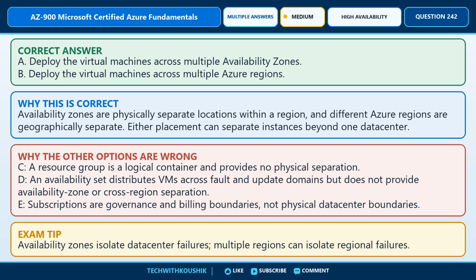Let's quickly check the incorrect choices. C. A resource group is a logical container and provides no physical separation. D. An availability set distributes virtual machines across fault and update domains but does not provide availability zone or cross-region separation. E. Subscriptions are governance and billing boundaries, not physical data center boundaries. Here's a useful exam tip. Availability zones isolate data center failures. Multiple regions can isolate regional failures.